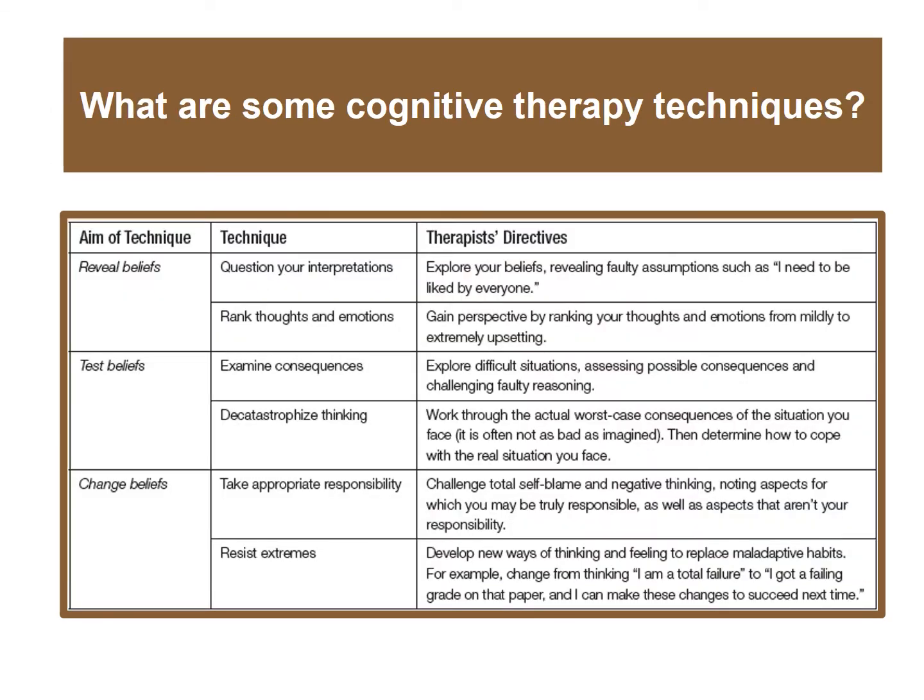What are some cognitive therapy techniques? I copied this table for you in your lesson so that you can reference it. We've got the aim of the technique, to reveal beliefs, test beliefs, or change beliefs. And then we have the technique itself, and then the therapist directives.